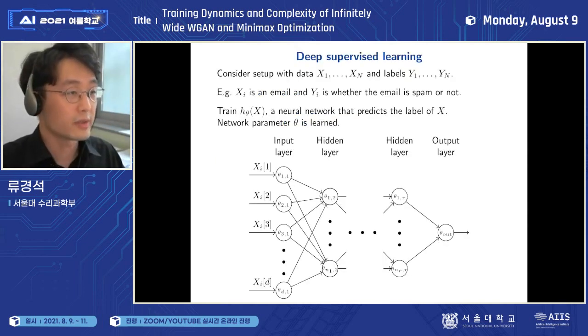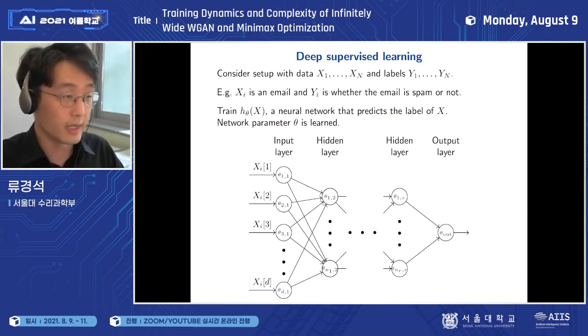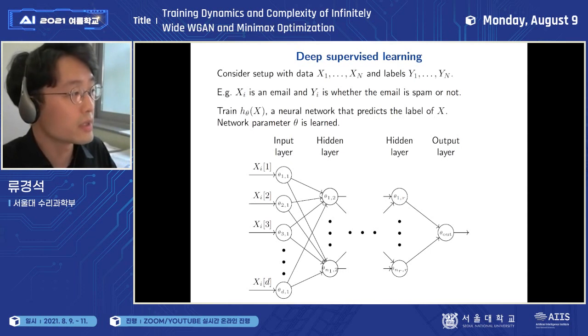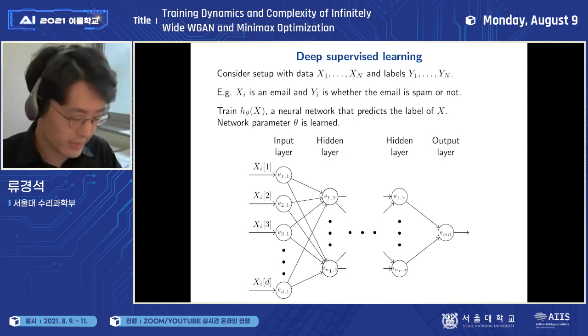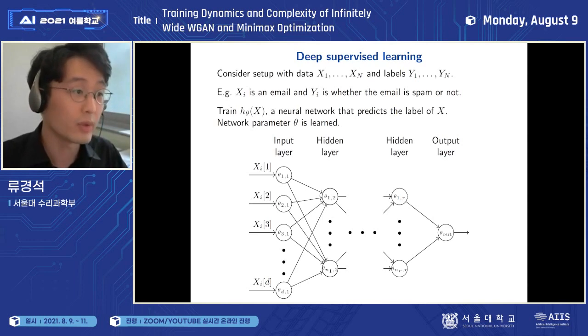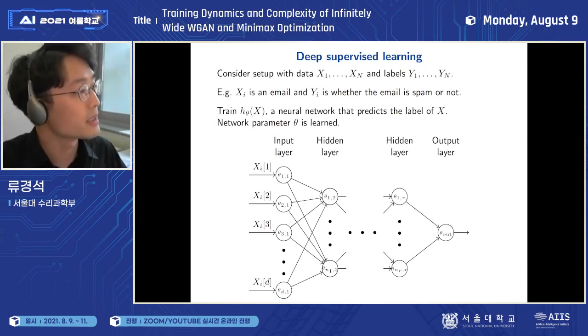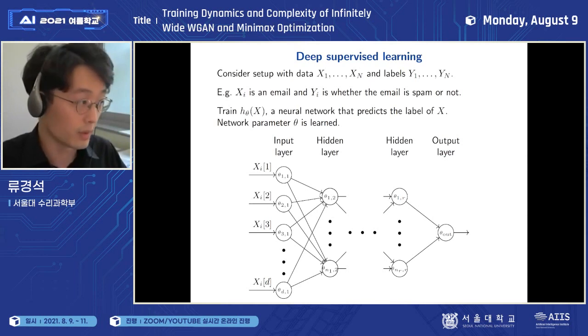So in deep supervised learning, and I'll be a bit brief with this description for this audience, one considers the setup with data x1 up to xn. So we assume that we have access to n data points. And we also assume that we have access to corresponding labels y1 up to yn. The canonical example is that xi is the ith email in the data set, and yi is a label indicating whether the email is a spam email or not.